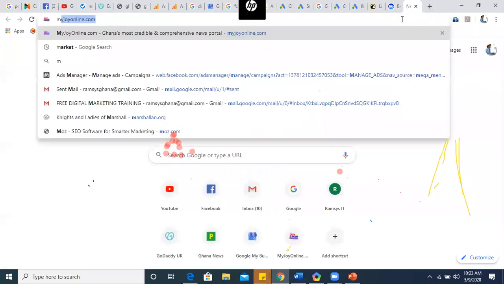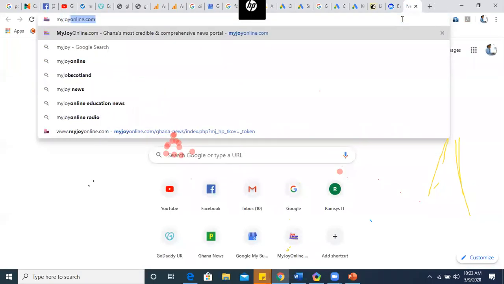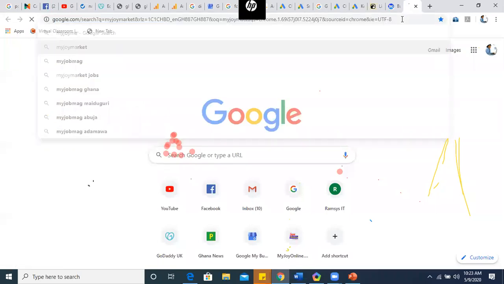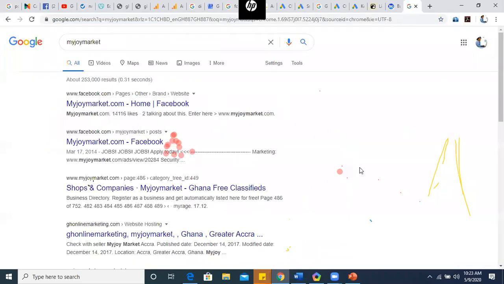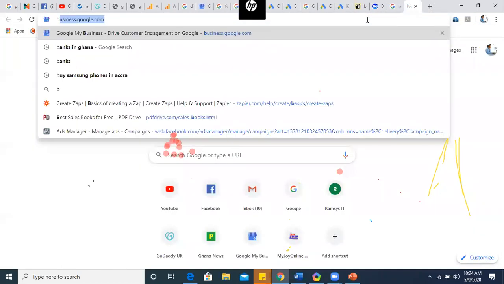You can look at maybe My Joy Market, Nigeria market. I don't know whether you are still there. Also, apply. A number of them, plenty of them are in Ghana. So you can list them, and then later you can actually take your time and do the business.